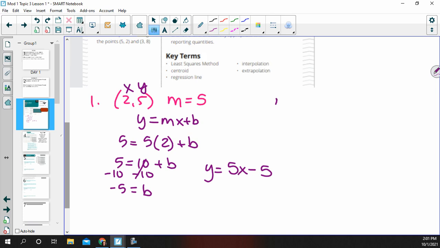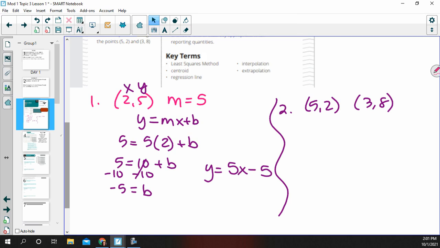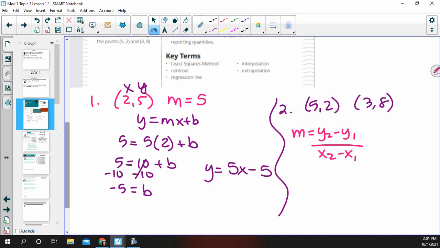Okay, the other question gives you the points (5, 2) and (3, 8), which means we have to find the slope first. So the slope equation that you're going to have to memorize is this: the change in y over the change in x. Your rise, that's your y values, and your run, your x values. What I like to do first is label all my parts: x1, y1, x2, y2, because then it's a lot easier to fill in. There are always minus signs here, so I like to fill that in. So all I have to do is fill in my numbers.